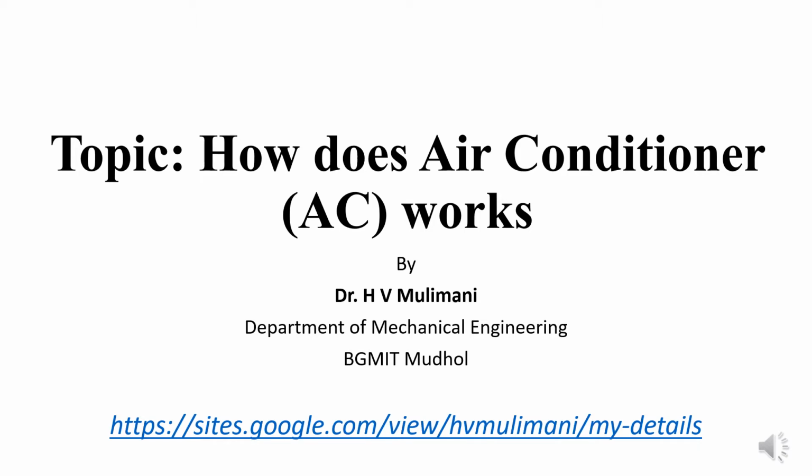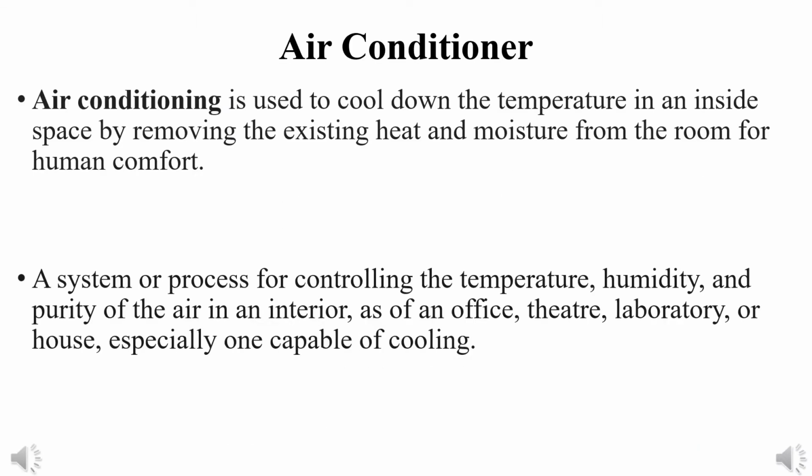Air conditioner, or AC, is commonly used during the summer to cool down the room. AC is used to cool down the temperature of a confined space by removing the existing heat and moisture from the room for our human comfort. Nowadays, the AC does not only control the temperature, it also controls the humidity and purity of the air.